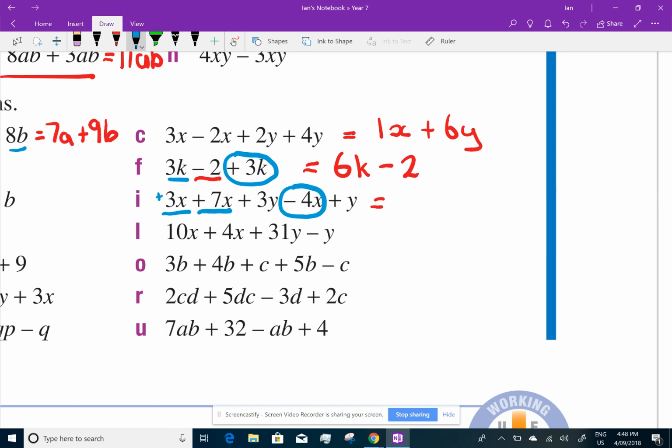So just do the X's. Plus 3X, plus 7X. Well, that's 10X. And then I've got a minus 4X. 10X minus 4X is 6X.